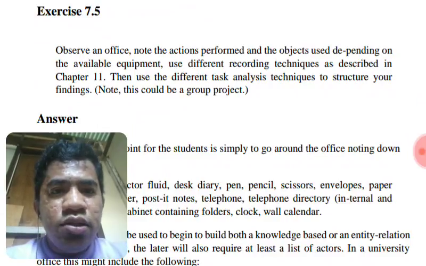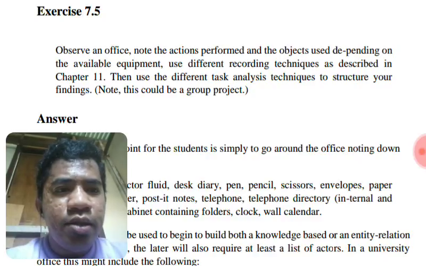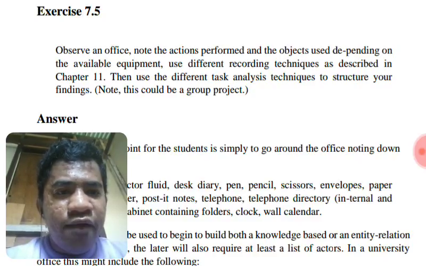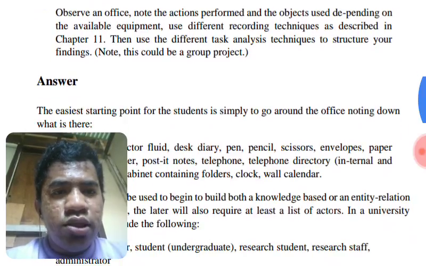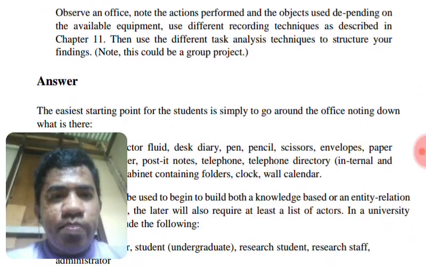Exercise 7.5. Observe an office, noting the actions performed and the objects used, depending on the available equipment. Use different recording techniques as described in chapter 11. Then use the different task analysis techniques to structure your findings. Note this could be a group project.